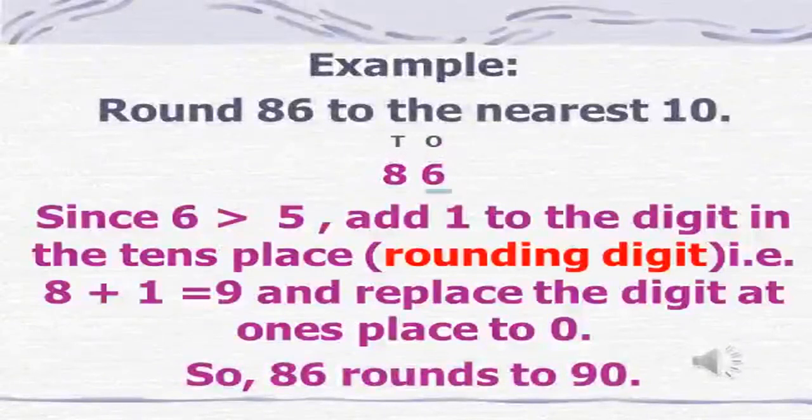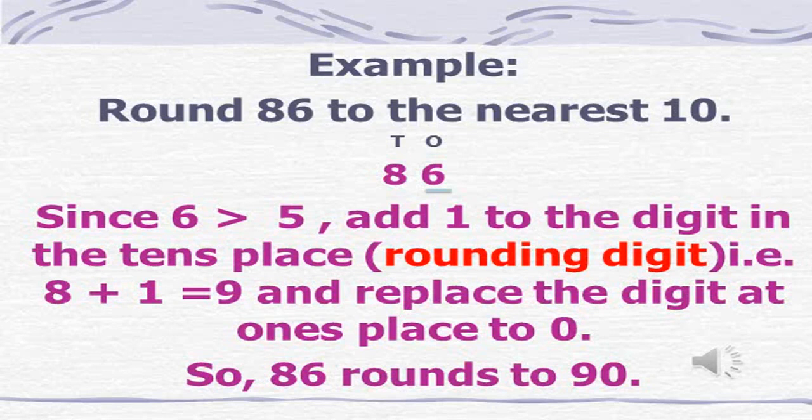Round 86 to the nearest 10. Now children, first we'll write the places of these. Next, we are going to see the rounding digit. In the question, he asked us to round to the nearest 10. So our rounding digit is our tens place. And 6 is the digit that we have to look at, that is the digit towards the right hand side of our rounding digit.